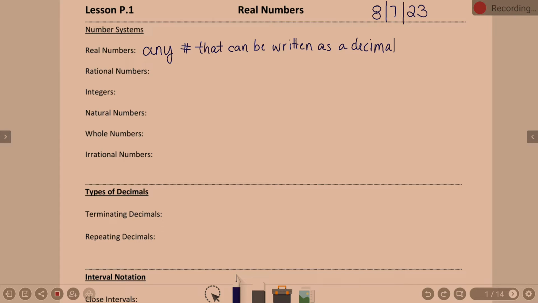And I think I'm going to put in here at the end everything below. Because I want you to realize as we go through and review these definitions, rational, irrational, integer, natural, whole, these all fall under the umbrella of real numbers. Okay? What about rational number?